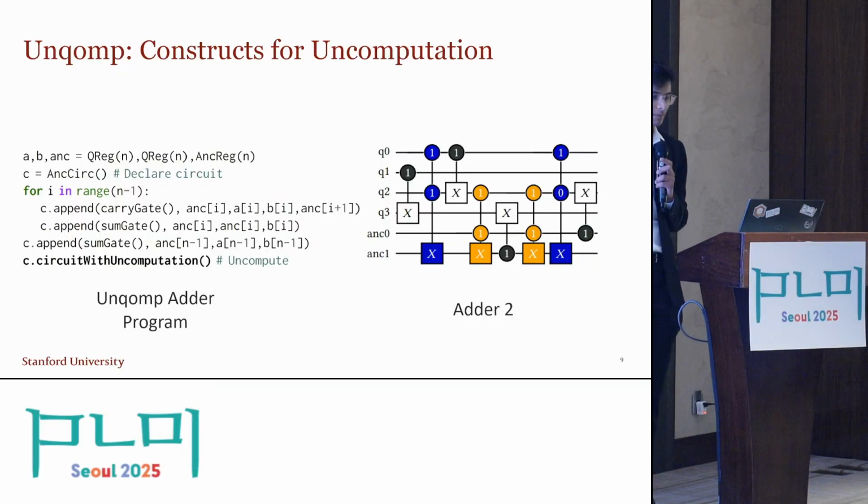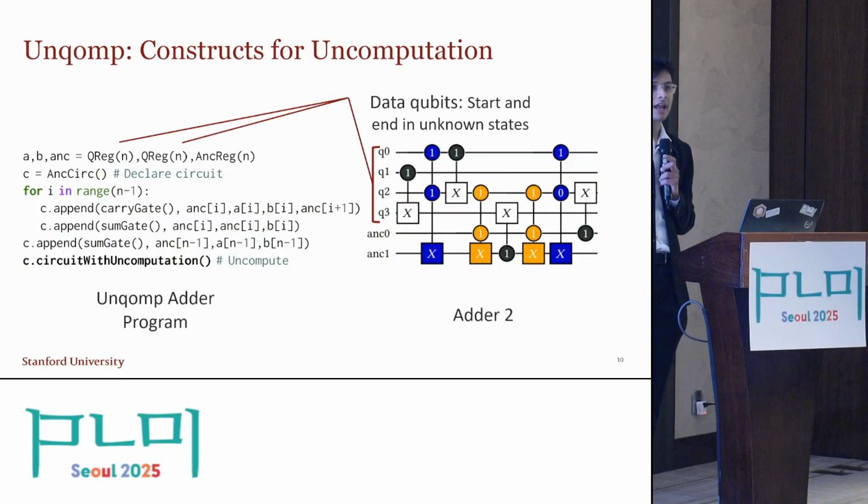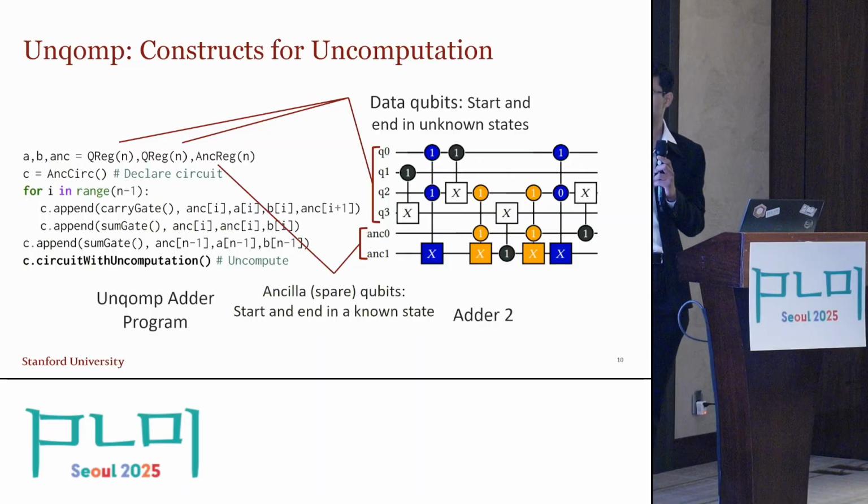First, we have Unqomp. It's a more circuit-level language, which can be used to describe quantum programs. We have an example of an adder operation here and the corresponding circuit on the right for n equals 2. Starting off, Unqomp allows you to have different types of qubits. You can have data qubits that start and end in an unknown quantum state because they're basically storing the variables of the program. And others are ancilla qubits.